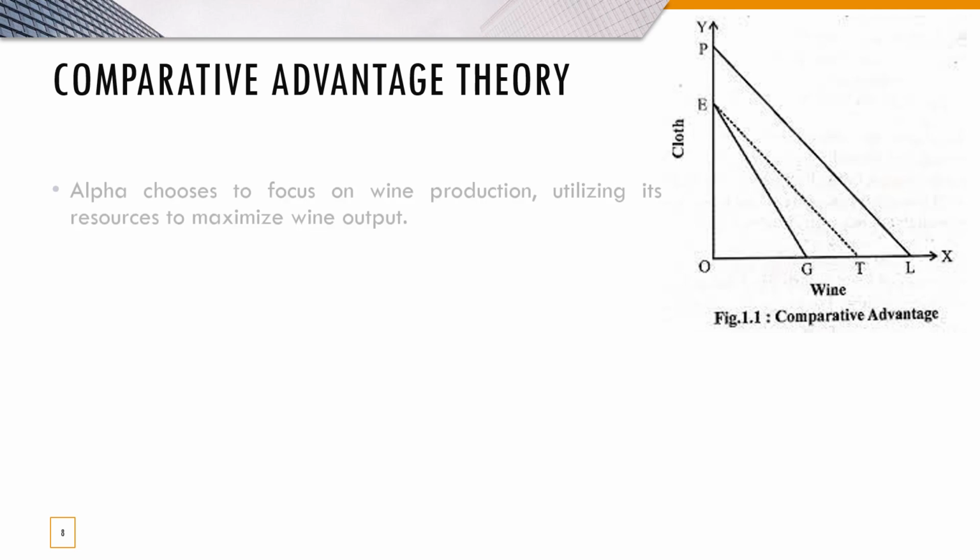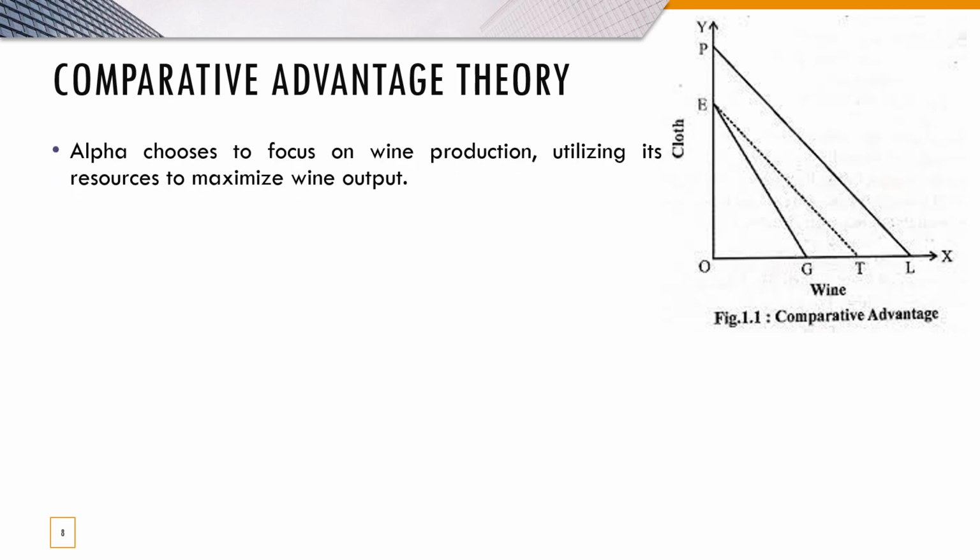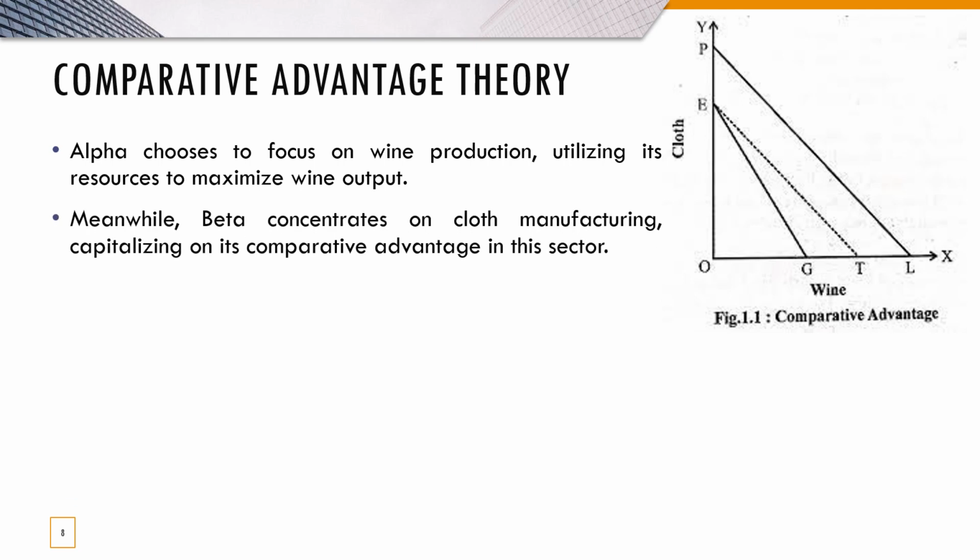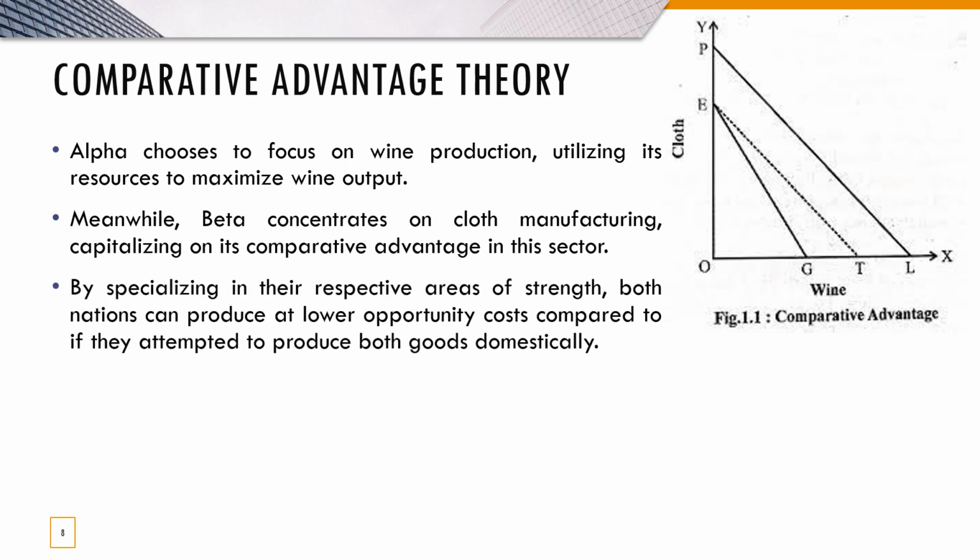What does it mean? Alpha chooses to focus on wine production, utilizing its resources to maximize wine output. Meanwhile, Beta concentrates on cloth manufacturing, capitalizing on its comparative advantage in this sector. By specializing in their respective areas of strength, both nations can produce at lower opportunity costs compared to if they attempted to produce both goods domestically.